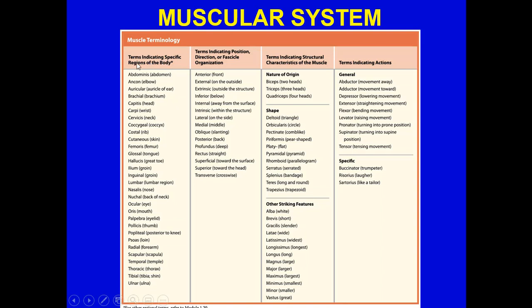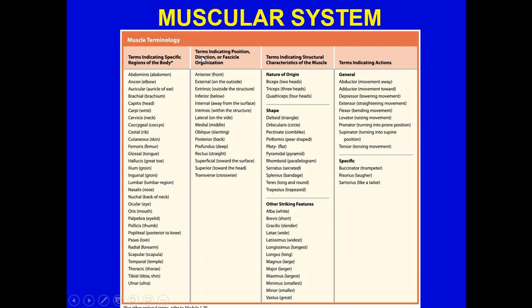So terms indicating specific body regions, you have the abdominis, which was abdomen, and you can go all the way down through here to ulnar. Now you notice that a lot of these are going to use terms that you've already dealt with, if you remember your anatomical terminology in Chapter 1. Okay? Cervicus, hallucus, great toe, pollis, thumb, okay? Temporal, the temple, etc.